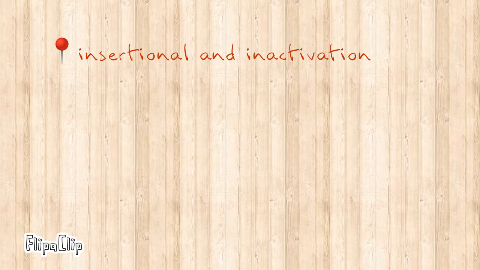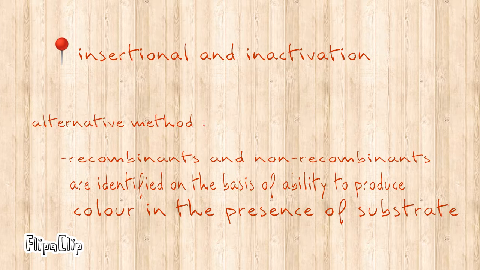Insertional inactivation. Selection of recombinants using antibiotic-resistance genes is a complex process. Therefore, an alternate method was developed. In this, the recombinants and non-recombinants are identified on the basis of their ability to produce color in the presence of a substrate.